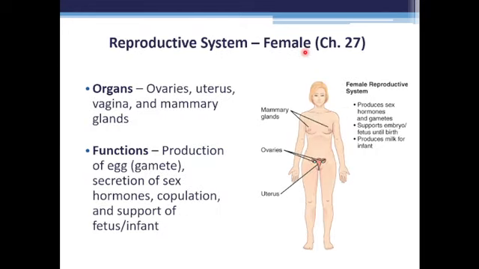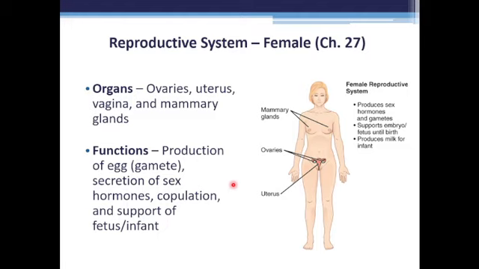Next is the reproductive system for female, the last reproductive system we're going to tackle in this lesson. The basic organs of the female reproductive system are the ovaries, uterus, and mammary glands. The reproductive system of a female is on this side, right? But they also have glands in their breast. The functions are the production of eggs, the secretion of sex hormones, copulation, and the support of the fetus and infant.